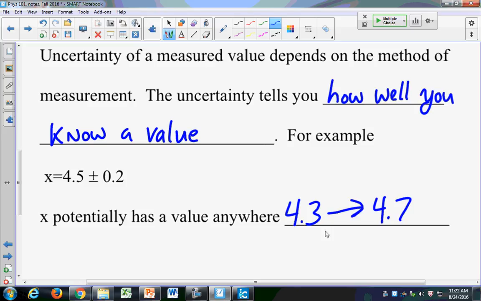That's all there is about uncertainty. You may or may not see that on the test. Sometimes it is, sometimes it's not. I don't consider it terribly important for this class. But it'll just be something along these lines. I'll give you a number with this uncertainty and ask you, what is a possible value for this measurement?